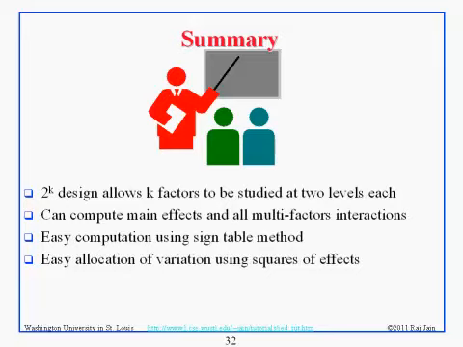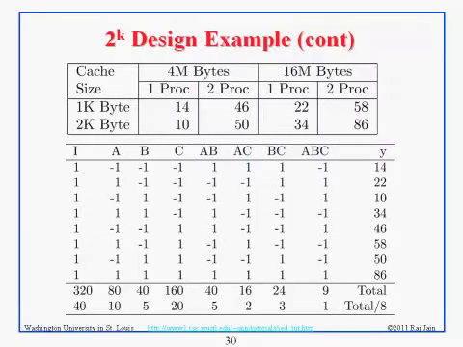Alright, so that summarizes the second part, and now we know 2^k design. This is called full factorial design, 2^k, each factor at 2 levels. We didn't talk about more than 2 levels. Alright? You can compute main effects and all multi-factor interactions.